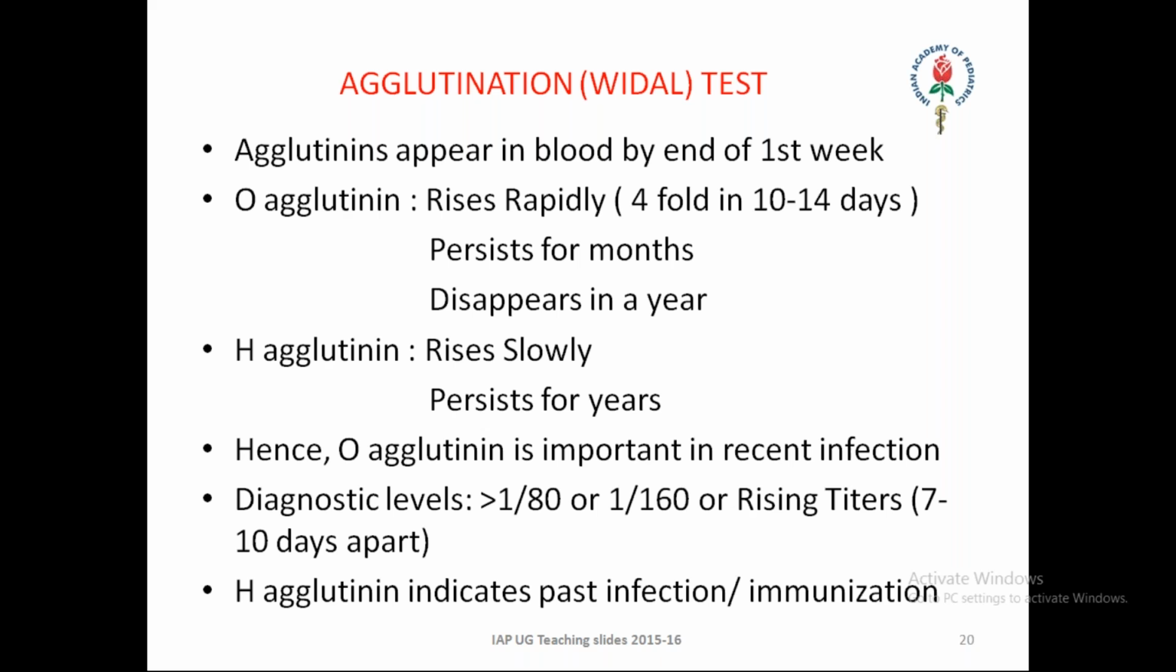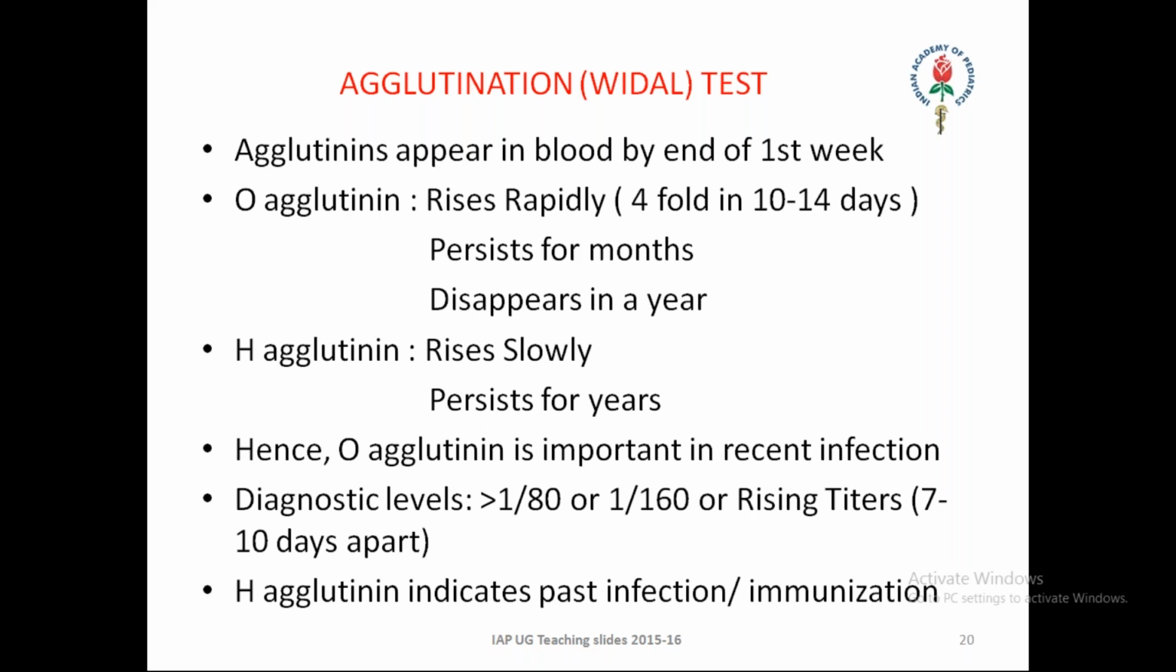Coming to the Widal test, agglutinins appear in the blood by the end of the first week, that is the 7th day. O agglutinin rises rapidly within 10 to 14 days. This means that if we repeat the test for a typhoid patient at the end of 1 week, and again after 10 or 14 days, there will be a fourfold increase. The increase in titer you have to observe. It persists for months, it might persist even for a month and disappears in a year.